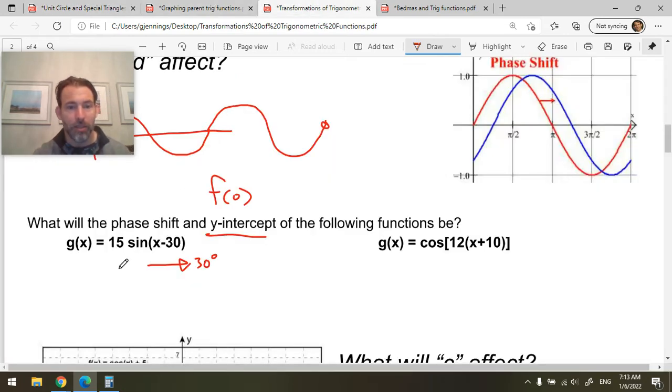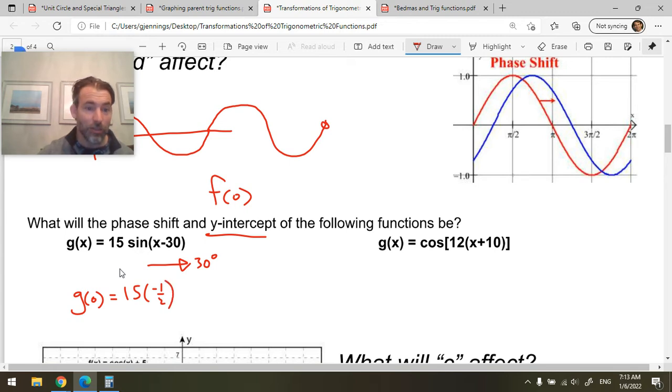So this has been phase shifted 30 degrees to the right, and its g at 0 is equal to 15 times 0 minus 30. So this is the negative 30. Remember, this is the sine of negative 30. This is negative 1/2. This is 15 times negative 1/2. So this would be equal to negative 7.5. Okay, so the y-intercept of this function is negative 7.5.